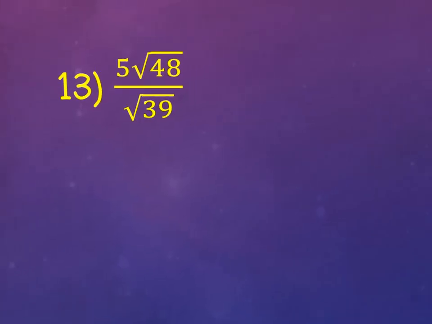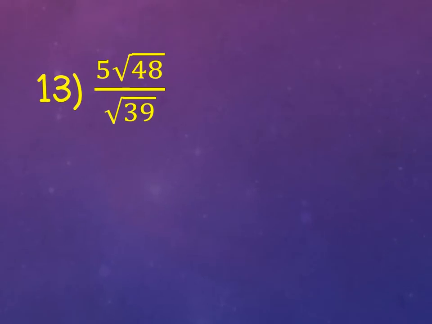Now go to 13. 39 does not go into 48. Is there a number that goes into both 39 and 48? I'll give you a hint. There is. 3. Good. It's 3. So 3 can go into this. It'd be 16 times. 3 can go into this. It's 13 times. So if I rewrite that, that's 5 square root 16 over square root 13.